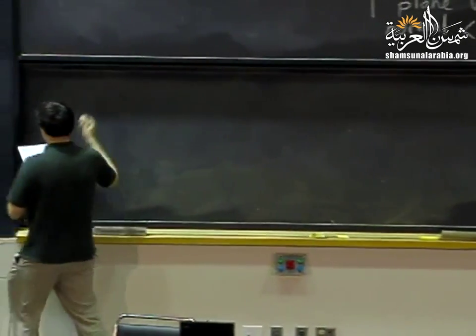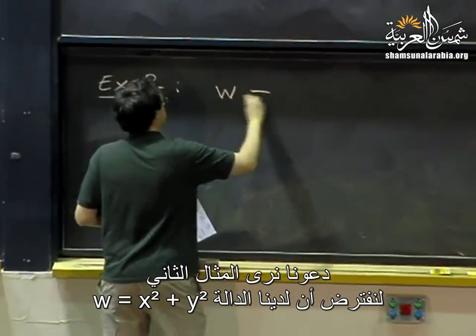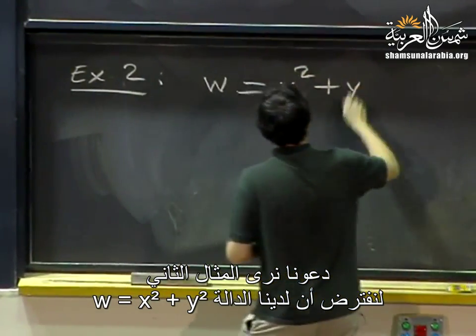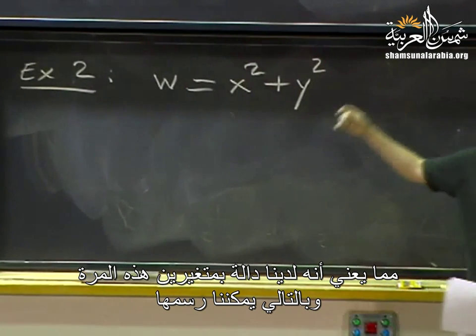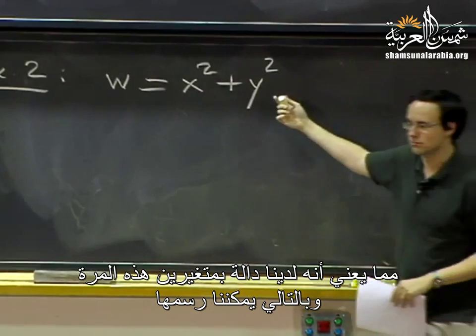So let's do a second example. Let's say we look at the function x squared plus y squared. Okay, so now it's a function of just two variables, because that way we'll be able to actually draw a picture for you.